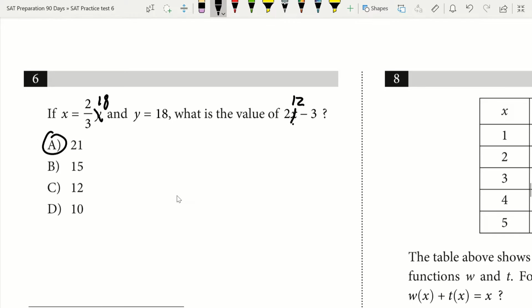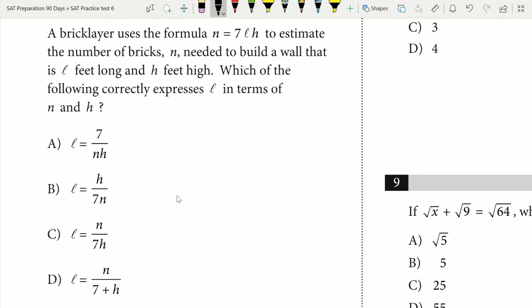All right, question 7. A bricklayer uses the formula n equals 7LH to estimate the number of bricks n needed to build a wall that's L feet long and H feet high. Which of the following expresses L? I shouldn't have even read that. I should have looked down here, seen that we had L equals, we're just solving for L.